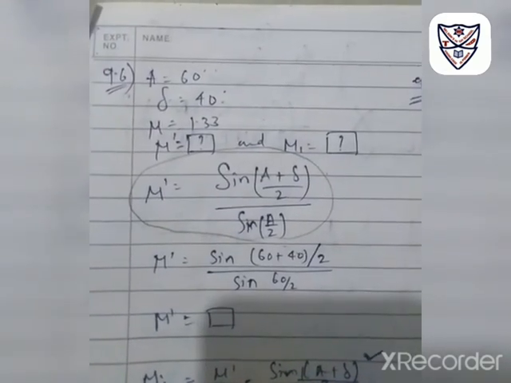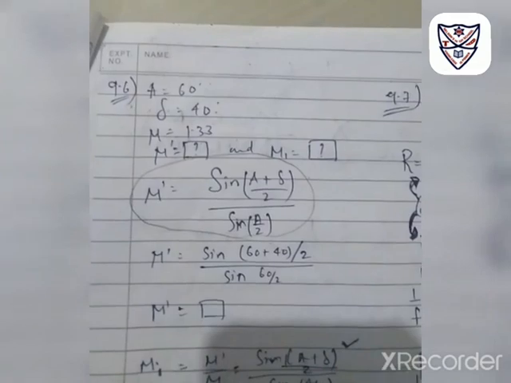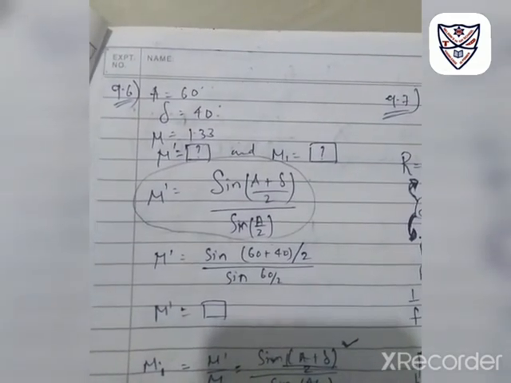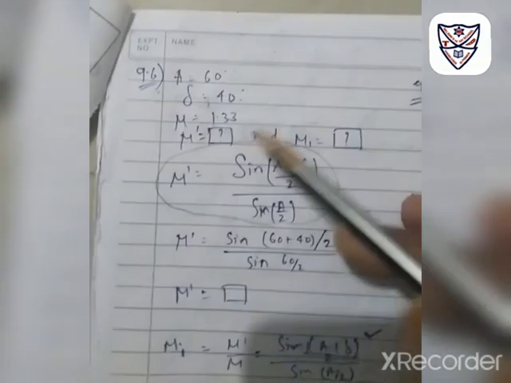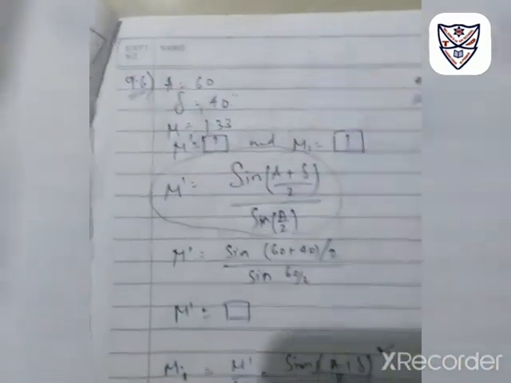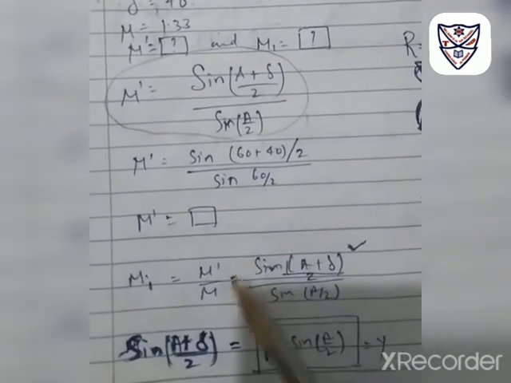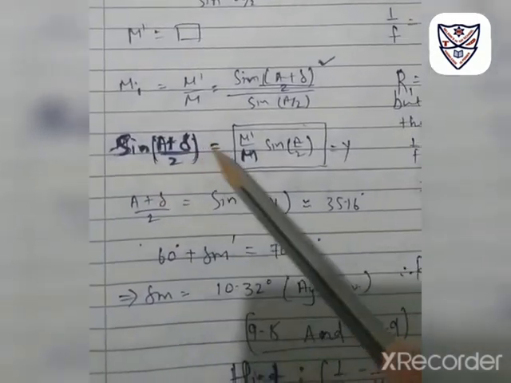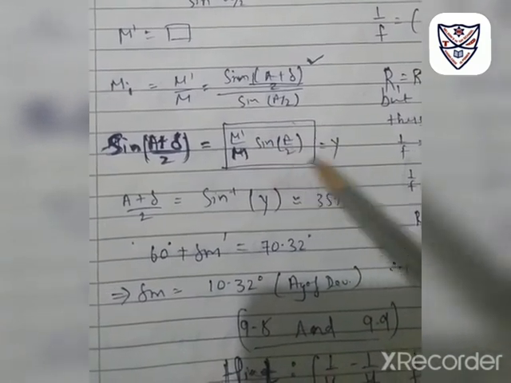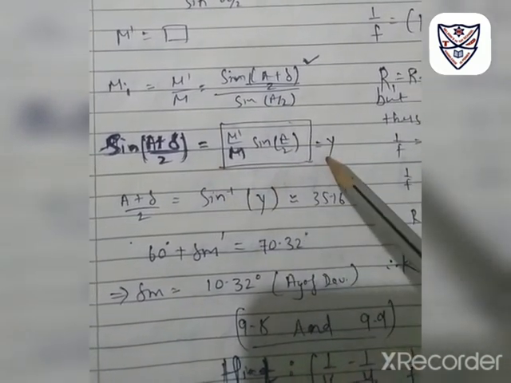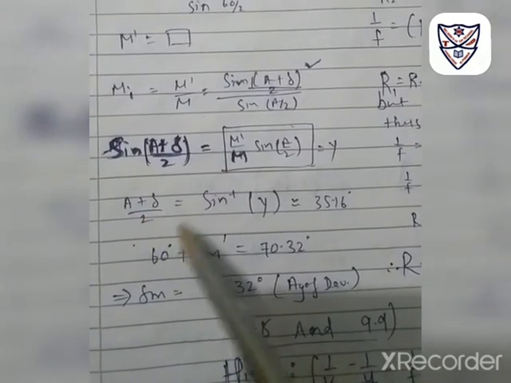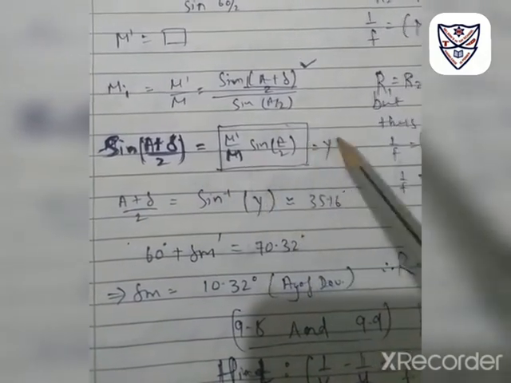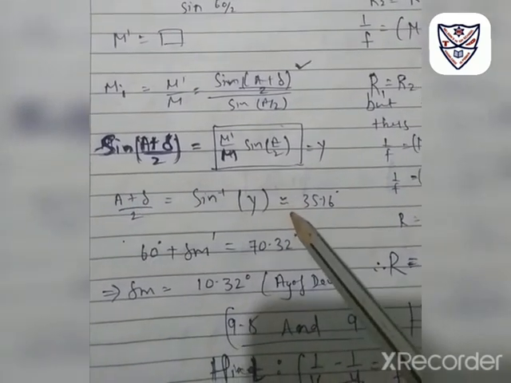In one of the experiments you have to use this formula to find the sine value, using the other terms which are given. So here you can write mu is equal to mu dash upon m. The same formula you will use here. So at last you will get sin (A plus del) by 2 is equal to mu dash times sin A by 2, which I consider as y. So (A plus del) by 2 is equal to sin inverse of y. Whatever value you get, place it here, so you can get the value of this.